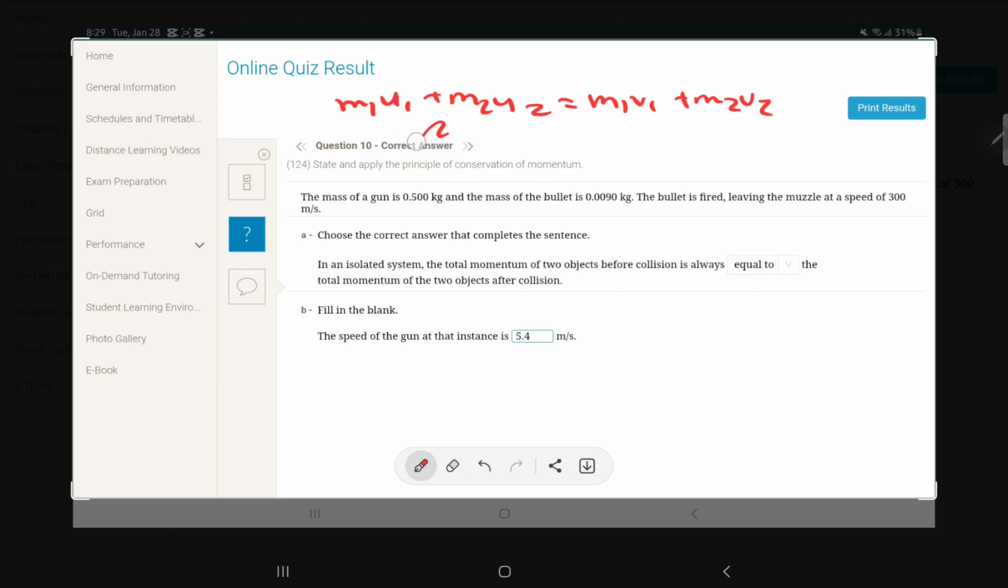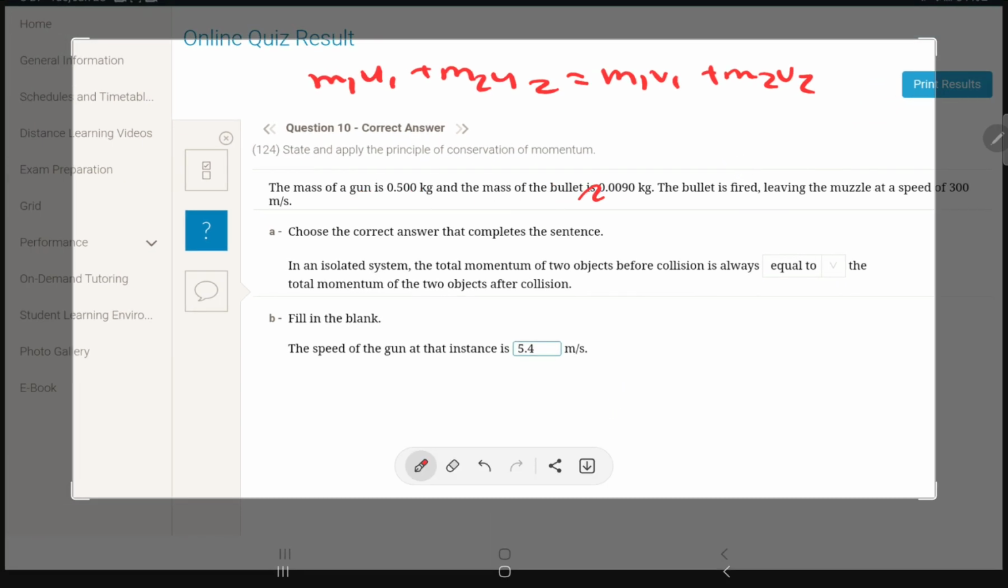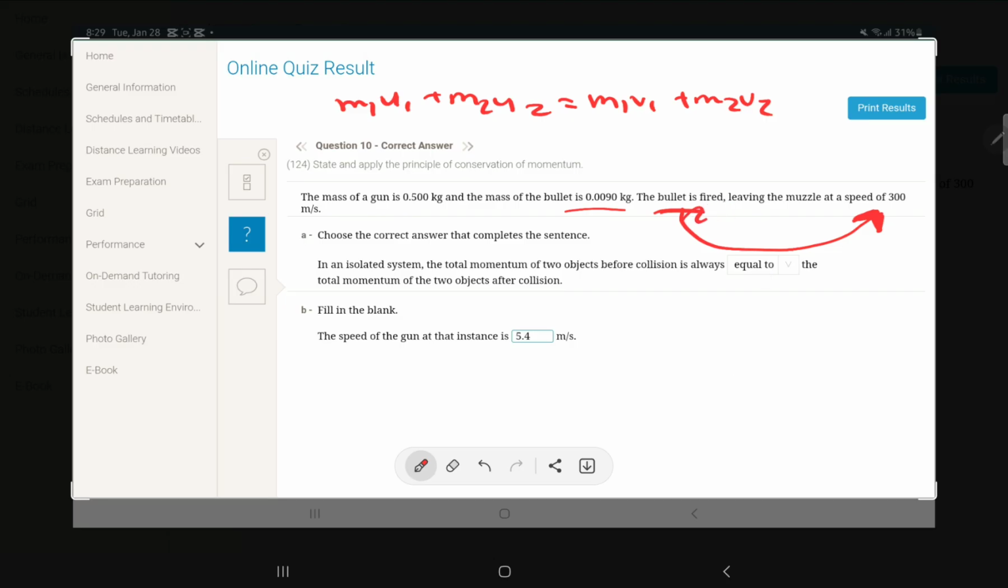Okay, fine. It's always better to interpret everything. We have the mass of a gun and the mass of a bullet, and the bullet is fired, and when it is fired it has a speed. If it has a speed, that means the gun will also move. Always, we have two scenarios: the scenario where nothing is moving yet, and the scenario where things are moving. In the scenario where nothing is moving, everything is stationary, so velocity is zero.